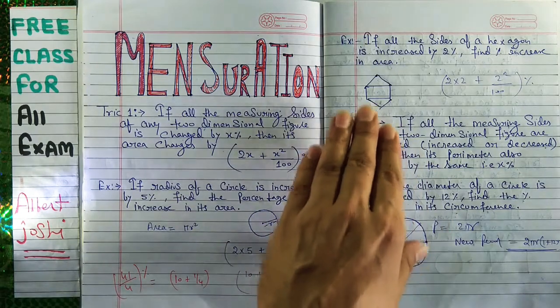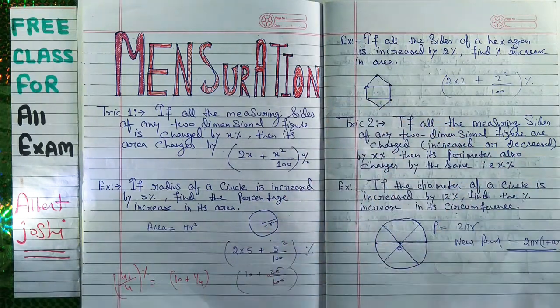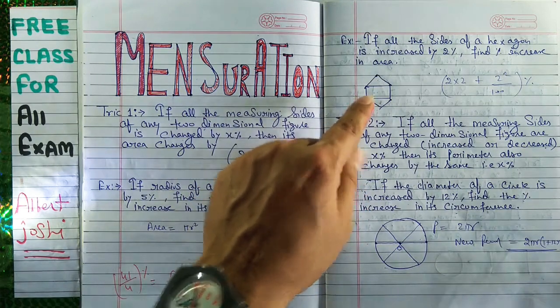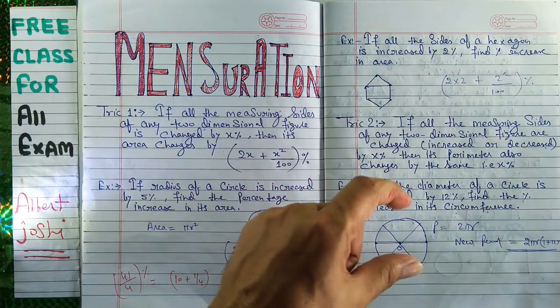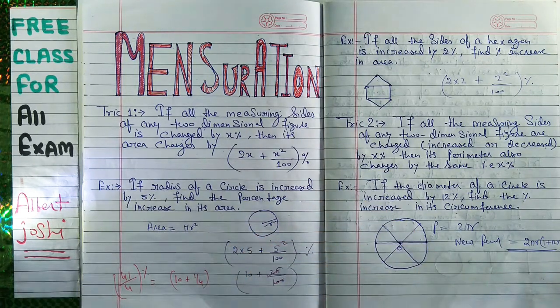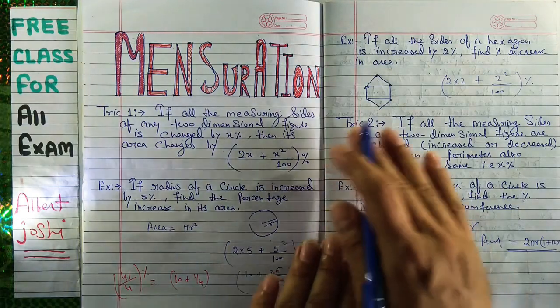So it will work for all types of two-dimensional figure. You can also use it for the square, the hexagon, the heptagon, the rectangle, the trapezium, the quadrilateral. So you will use it everywhere.